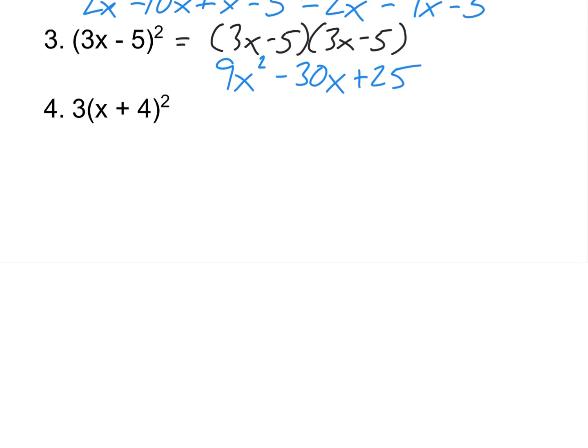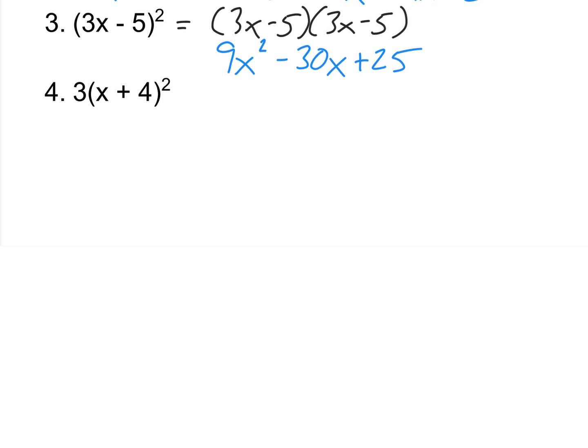Now, number 4 is a little bit of a different beast because you got that 3 hanging out front. So, the question is, when do we put in the 3? And actually, it depends. The one time when you can't put it in is you can't put it in before squaring. So the very first thing we have to do is write it out as 3 times x plus 4 times x plus 4.